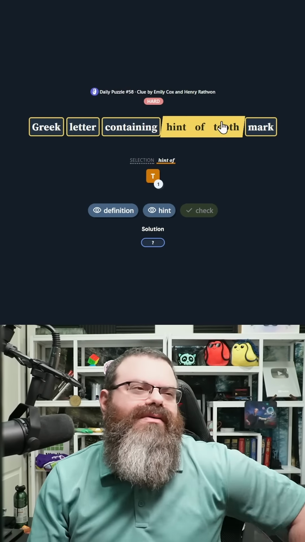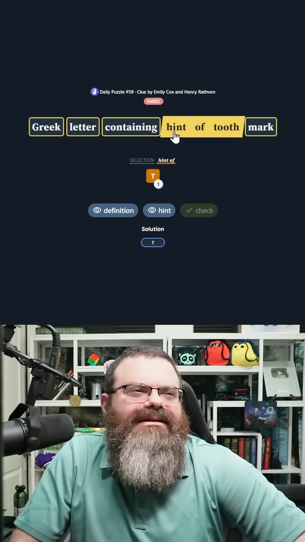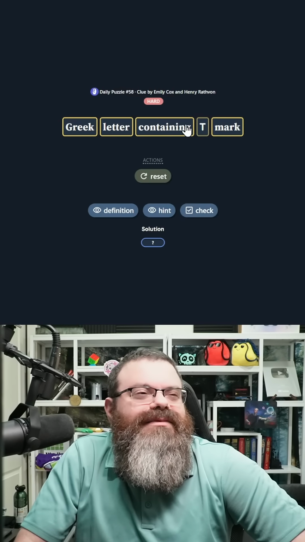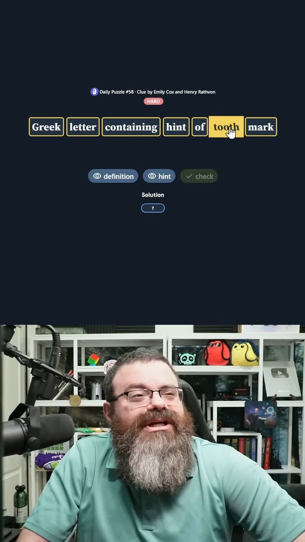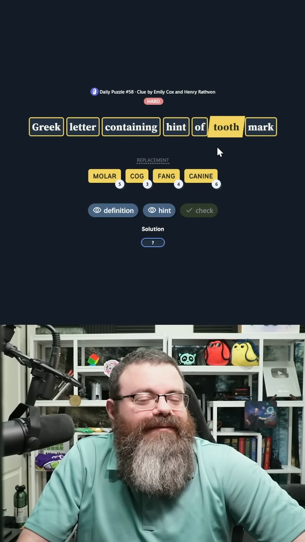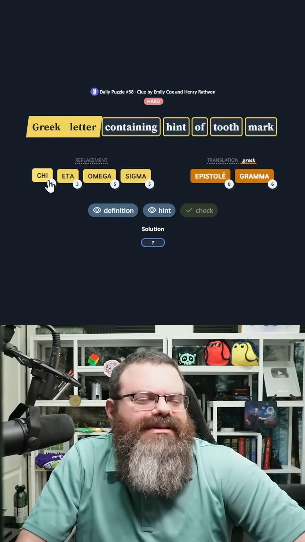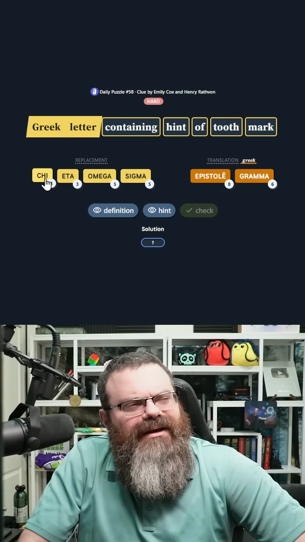Okay. So my thought is hint of tooth. So that's saying take the first letter of tooth, which gives you the T. If we do that, then we just have to insert a T into a Greek letter to mean mark. Which one of these would be a mark? None of these really mean mark, do they? One option is to change tooth to something else before we take the first letter. So why don't I just look at the Greek letters and think of anything that's similar to a mark that we'd just put a letter into. I'm not seeing how this would work.